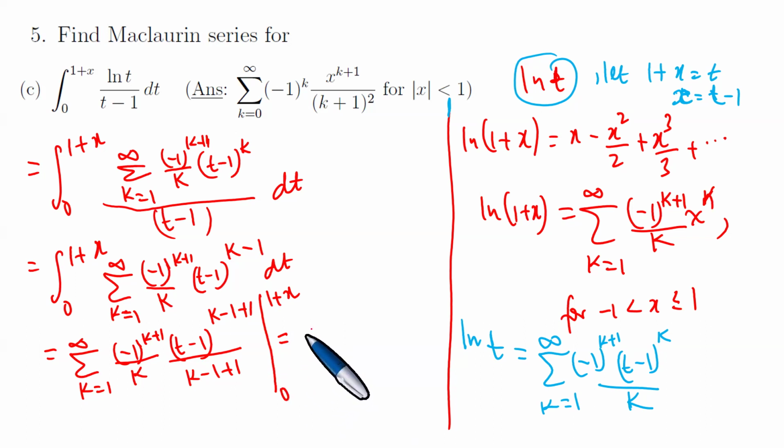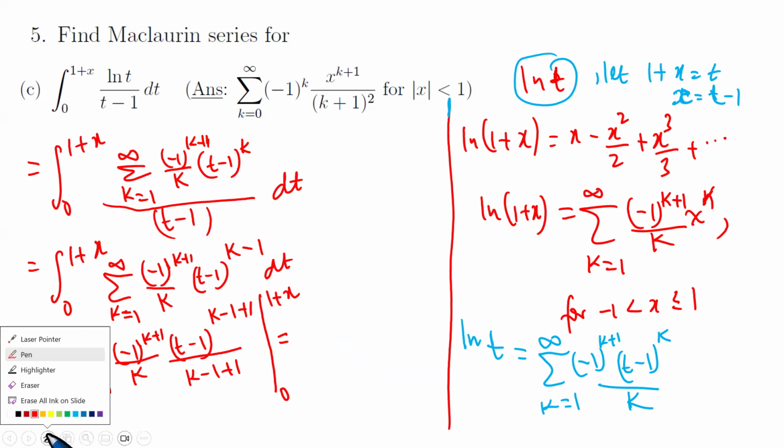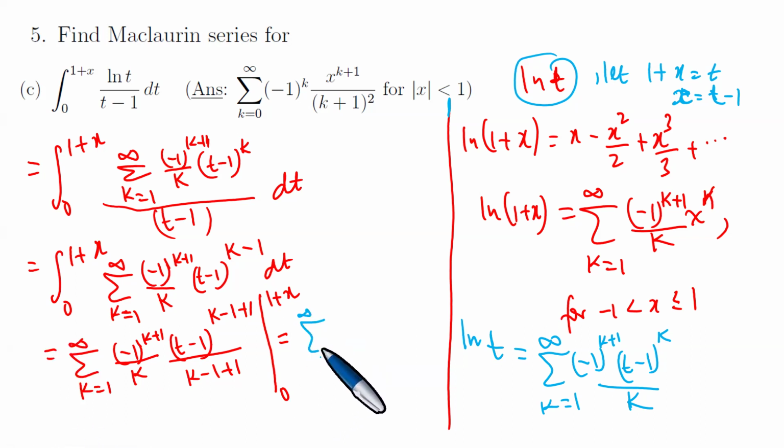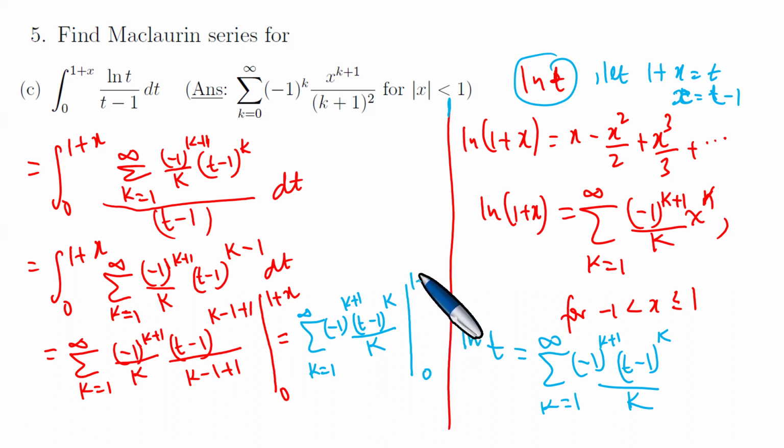So let us check what you're going to have here. This is going to become the sum, k equals 1, minus 1 to the power k plus 1, t minus 1 to the k, like this. And then you are integrating from 0 to 1 plus x. Okay, so you need to memorize the ln of 1 plus x because ln x does not have a series. It does not have a Maclaurin series. All right, so you get this.